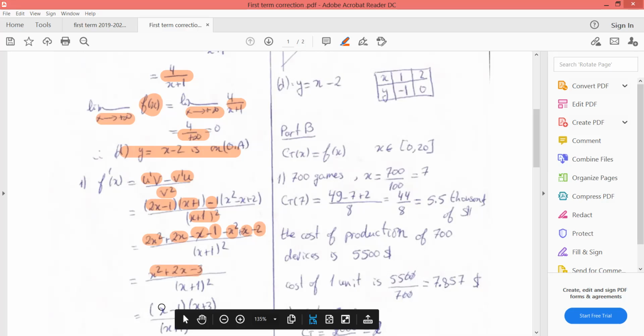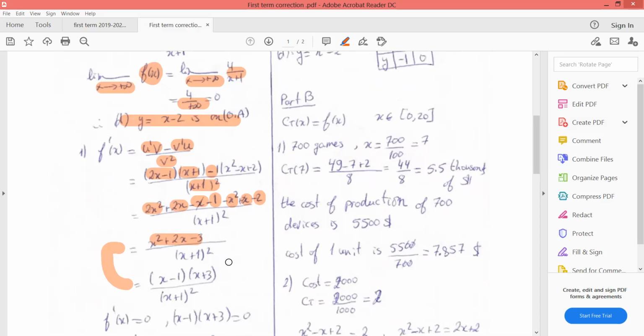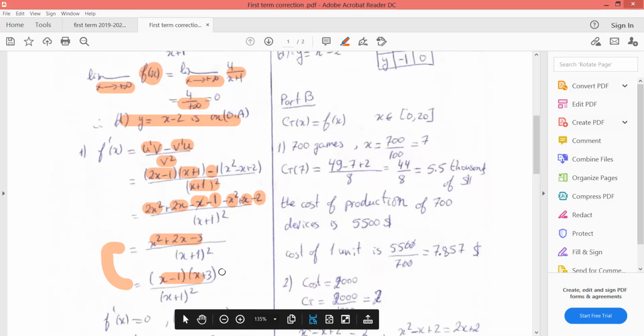How to verify it is equal to (x minus 1) into (x plus 3) over (x plus 1) squared? How to go from this to this? How to verify this one equals that one? We expand (x minus 1) into (x plus 3). It will give x squared plus 2x minus 3. To check it is true, we expand (x minus 1) into (x plus 3). It will be x squared plus 2x minus 3.